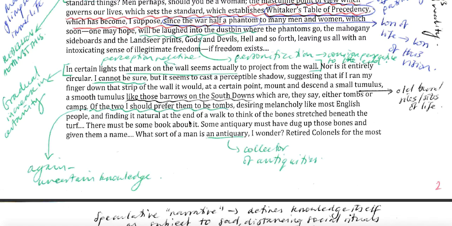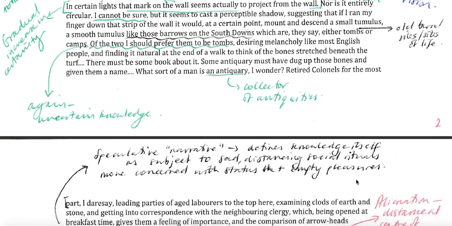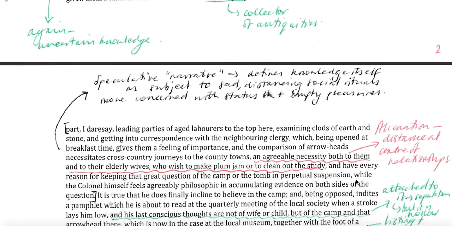"And finding it natural at the end of a walk to think of the bones stretched beneath the turf, there must be some book about it. Some antiquary must have dug up those bones and given them a name. What sort of a man is an antiquary?" And if you don't know, it's someone who collects antiques, I wonder. "Probably retired colonels for the most part, I dare say, leading parties of aged labourers to the top here, examining clods of earth and stone, and getting into correspondence with the neighbouring clergy, which, being opened at breakfast time, gives them a feeling of importance.